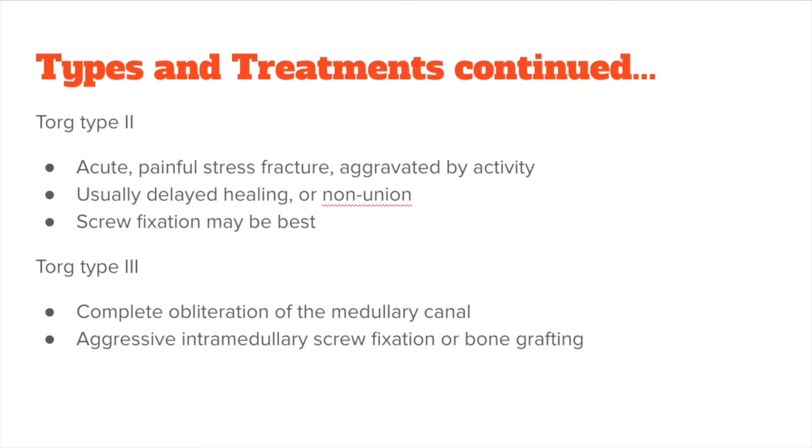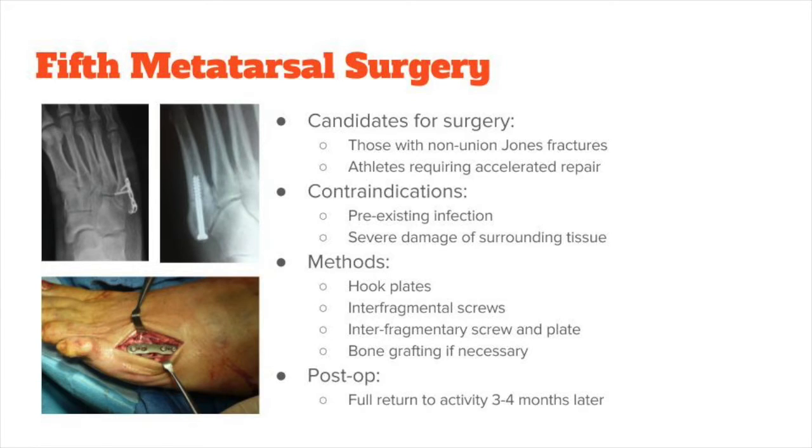The third type of metadiaphyseal fracture is determined by complete obliteration of the medullary canal of the bone, which would mean that screw fixation or bone grafting would be the best option to heal the bone. Although surgical intervention is mostly avoided except in extreme cases, it tends to be successful for patients whose bone fragments are not anticipated to heal in the correct position or for athletes who need to accelerate healing.